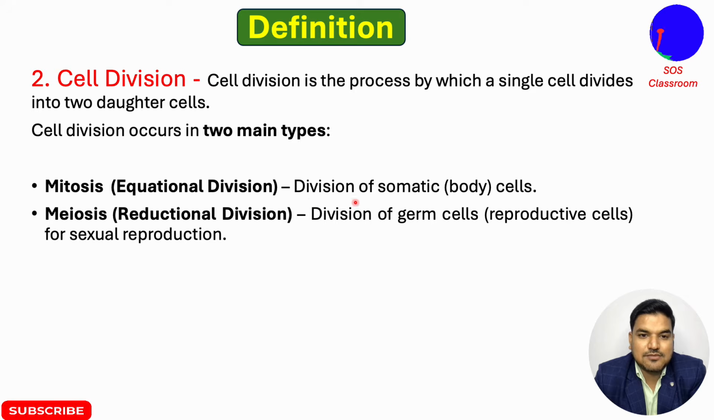So equational division means division of the somatic or body cells. All the body cells divide by mitosis, and germ cells in the male and female divide by meiosis. Mitosis is called equational division and meiosis is called reductional division. In mitosis, one diploid cell changes into two identical diploid cells. But in meiosis, one diploid cell changes into four non-identical haploid cells. We will discuss this in detail.